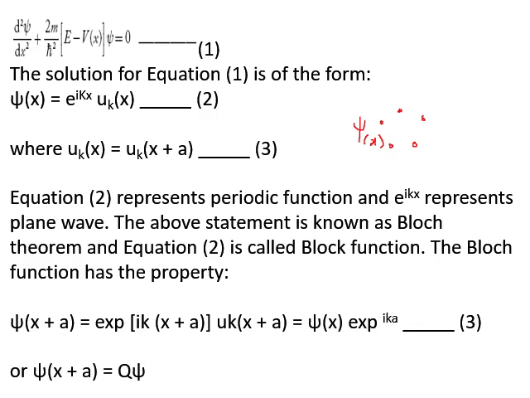So how many atoms are there? Suppose 5 atoms. The first atom has a wave function psi(x), and the distance between two atoms is a. After moving from the first atom to the second atom, the function changes because the position changes. This position is x, and the next position becomes x plus a. Therefore the value of psi here is psi(x + a).